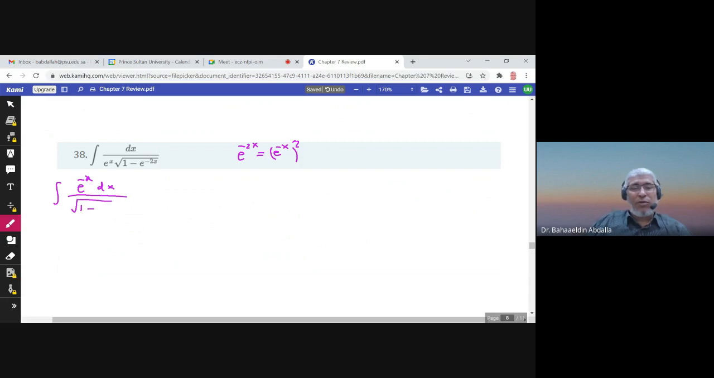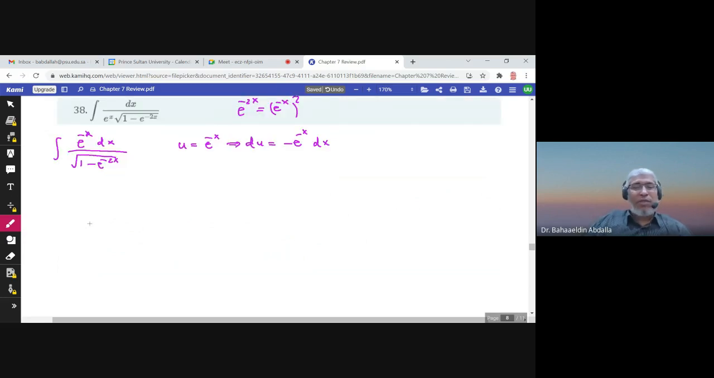So this suggests that I take u equals e to the power negative x. Then du would be negative e to the power negative x dx. And then this integral will be translated to change it to du, but I need a negative sign outside, over square root of 1 minus u square. And this is exactly sine inverse. So sine inverse u, and u is e to the power negative x. So that's the answer.